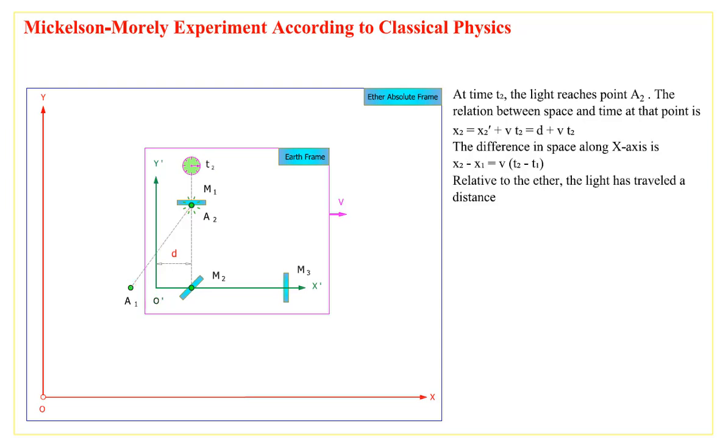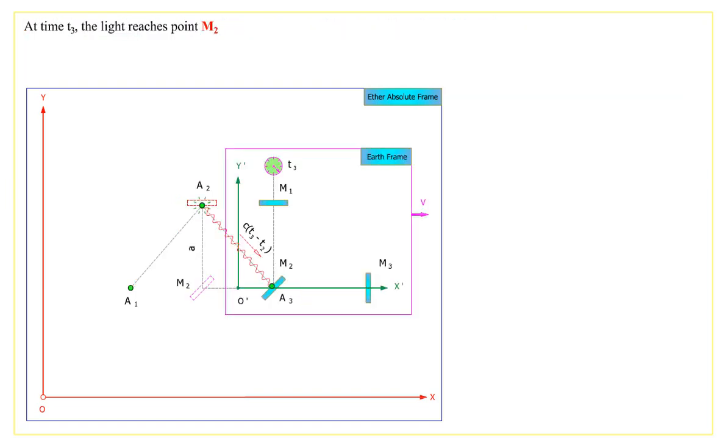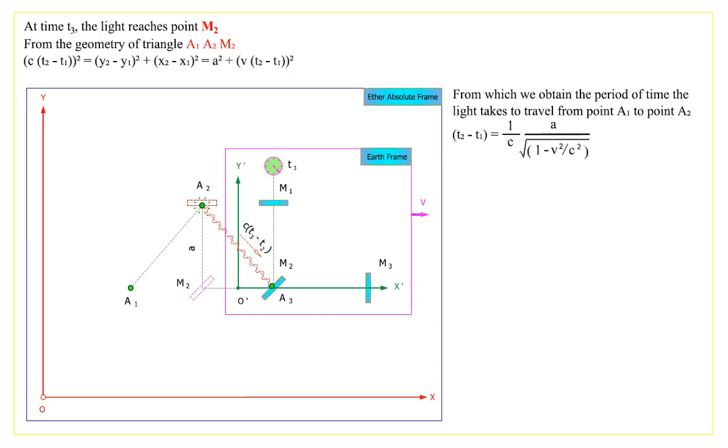The difference in space along the x-axis is x2 minus x1 equals v times t2 minus t1. Relative to the ether, the light has traveled a distance c times t2 minus t1. At time t3, the light reaches point M2. From the geometry of triangle A1, A2, M2 we can find the relation, from which we obtain the period of time the light takes to travel from point A1 to point A2.